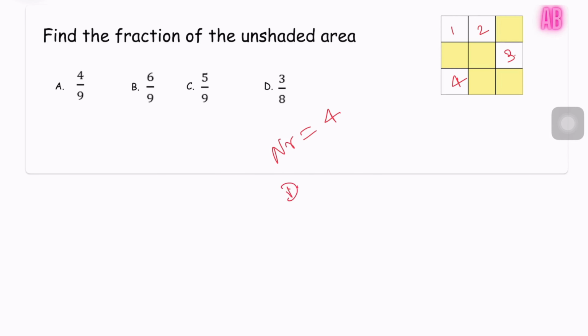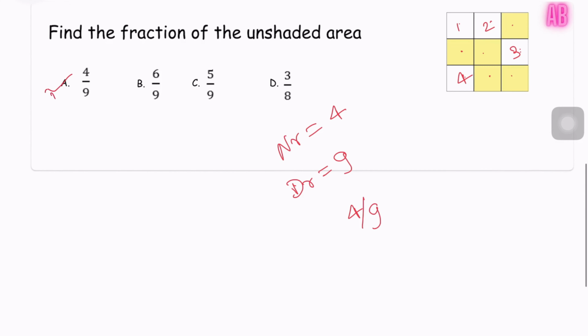What will be the denominator? Total number of boxes, right? How many boxes are there in total? 1, 2, 3, 4, 5, 6, 7, 8, 9. Total there are 9. What will be the fraction of the unshaded area? It will be 4 by 9. Okay, so our answer is A, 4 by 9.